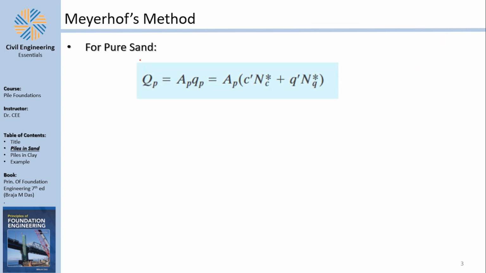For pure sand, I would have Qp equals Ap qp. Now, what is Qp? What is Ap? If you checked out the previous lecture, you should note that Ap is the area of the pile, including the soil plug, so the enclosed area. qp is the bearing resistance of the soil. It is cohesion multiplied by Nc plus stress multiplied by Nq. Now, cohesion is not here because we are talking about pure sand, where the cohesion is 0.